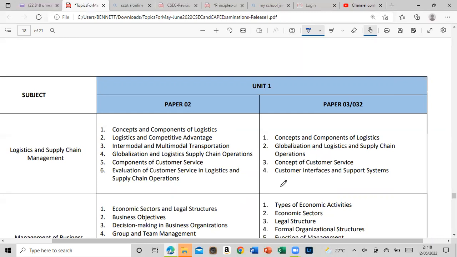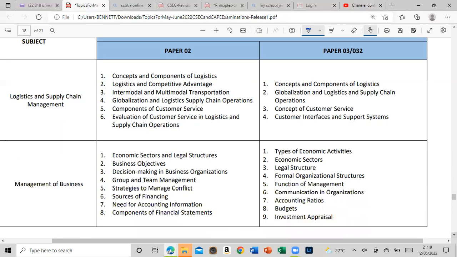And for paper 02, 1, concepts and components of logistics. 2, globalization and logistics supply chain operations. 3, concept of customer service. 4, customer interface and support systems. All right, so let's move on to POB.